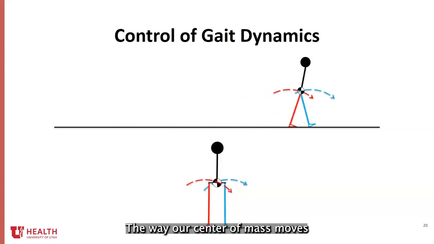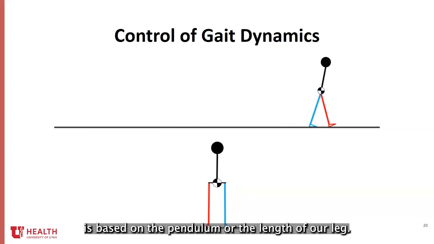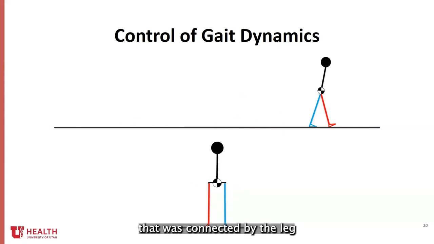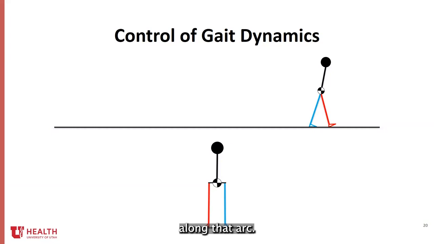The way our center of mass moves is based on the pendulum or the length of our leg. As you can see, the center of mass moved along an arc that was connected by the leg that was in contact with the ground. We regulate the control of our center of mass largely by where we place that foot, which controls how that center of mass can move along that arc.